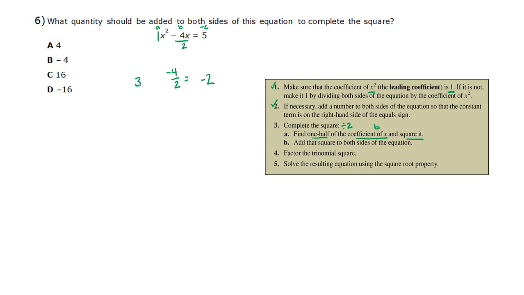So we're on step 3 right here. Then we have to square it. So -2 squared is +4. And then we're supposed to add this to both sides of the equation. But I'm just going to stop right here because that's what the question says, what should be added to both sides of the equation. Well, that answer is right here, this +4. So I don't have to keep doing the completing the square steps because this is all they asked for.